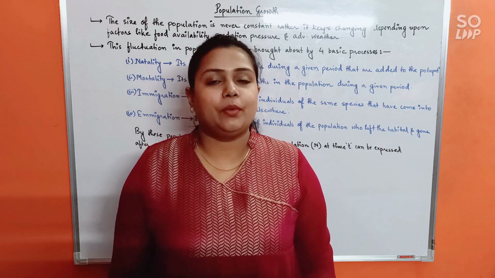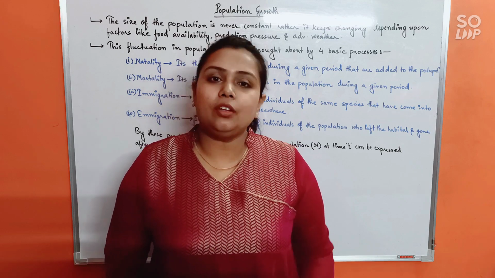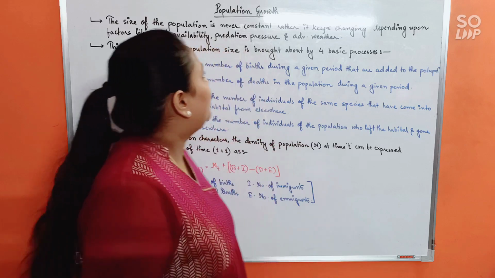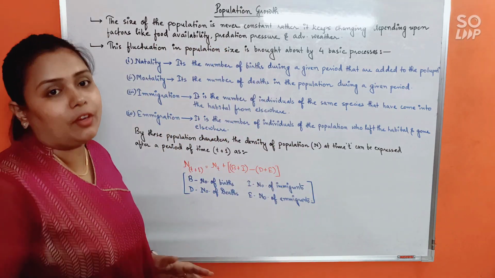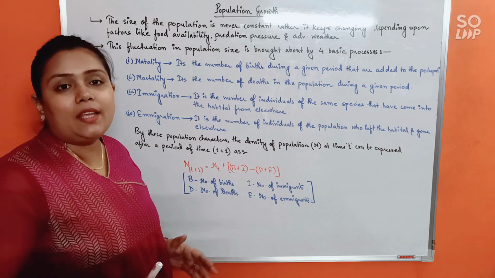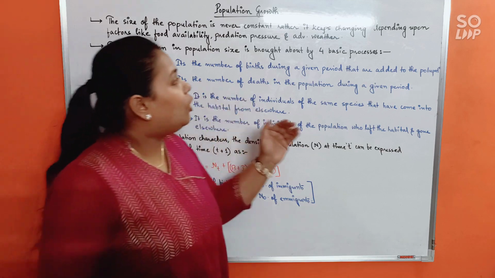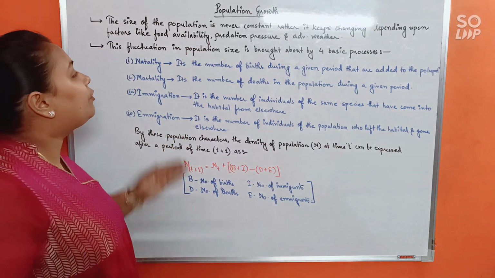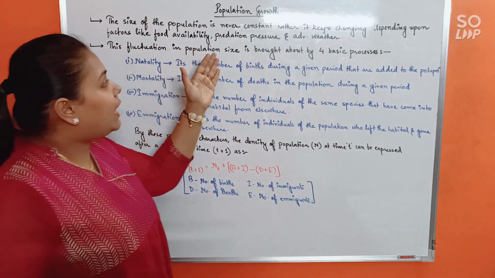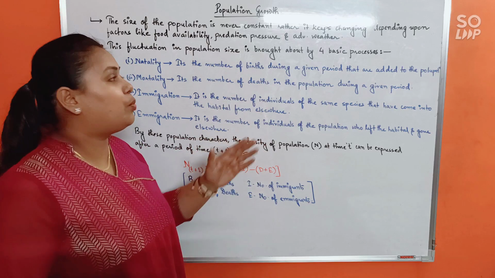In today's class, we are going to discuss population growth. The size of the population is never constant, isn't it? And why is it not constant? That's because it keeps on changing depending upon factors like food availability, predation pressure, and adverse weather.